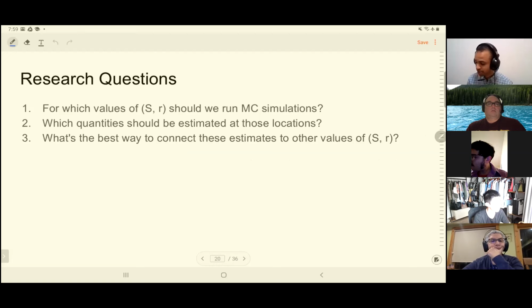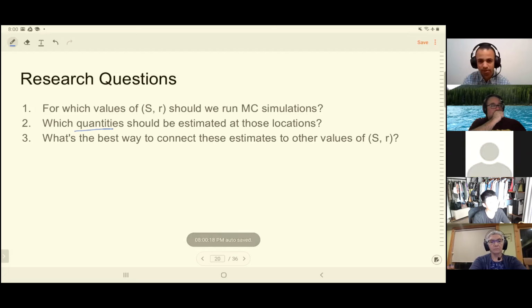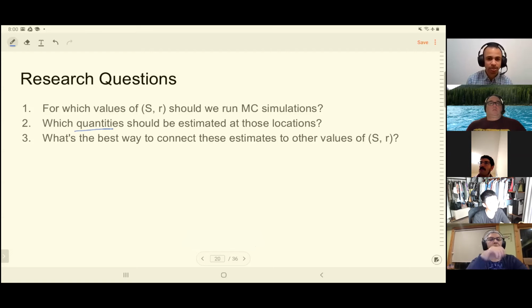And this leads us to some questions. The first question is, we have some points S_j, R_j, and which ones should we pick? How do we best distribute the Monte Carlo runs through this space of S_j and R_j in order to find the best information? The second question is, we're going to do something at these locations, and what exactly should we estimate? This is a vague question, but I'll explain exactly what I mean in a few slides. The third question is, once we have some estimates, how are we going to interpolate to get to other values of S and R?